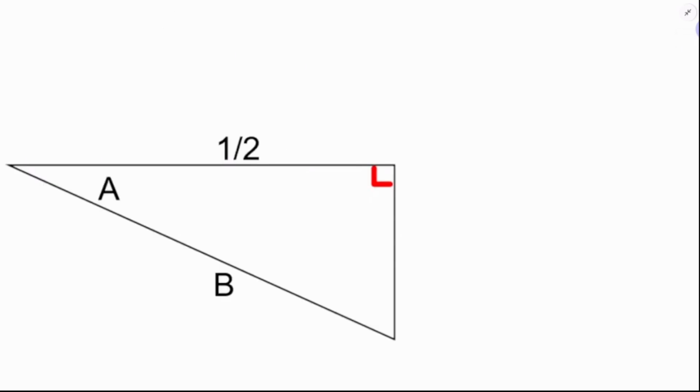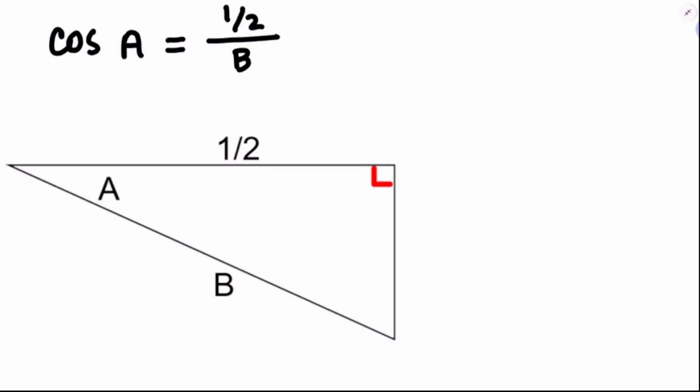Oh, nice. I was hoping that we would get one like this. All right, so I've got an adjacent and a hypotenuse, so I'm going to need to use cosine. Cosine A equals adjacent, that's the 1/2, divided by hypotenuse, that's B.